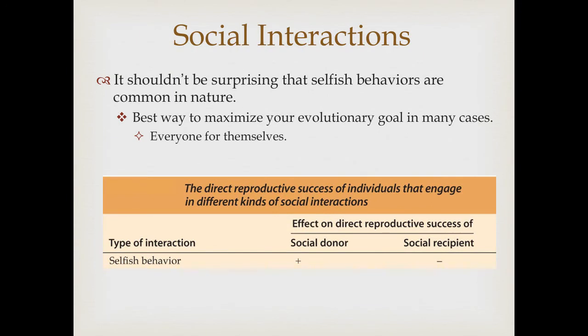The last thing I wanted to talk about is social interactions. In species that live among many others of their species, how do they interact with other individuals in ways to maximize their fitness? Well, it shouldn't be surprising to you that selfish behaviors are really common in nature. The goal of all organisms is to pass on as many copies of your genes as possible. So this leads to an everyone for themselves attitude in many cases. We're going to be looking at this chart down here with various types of social interactions. A selfish behavior would be one in which the potential social donor gains by taking advantage of a social recipient, being selfish. But if this leads to greater reproductive success of the selfish individual, then this trait should increase in frequency.